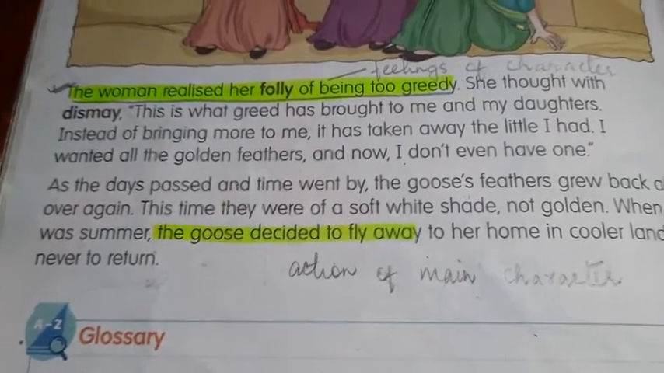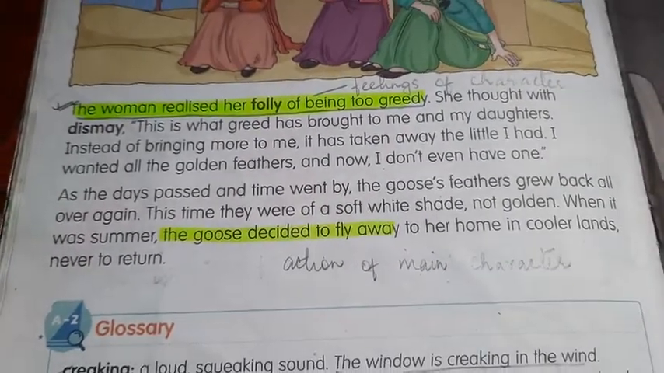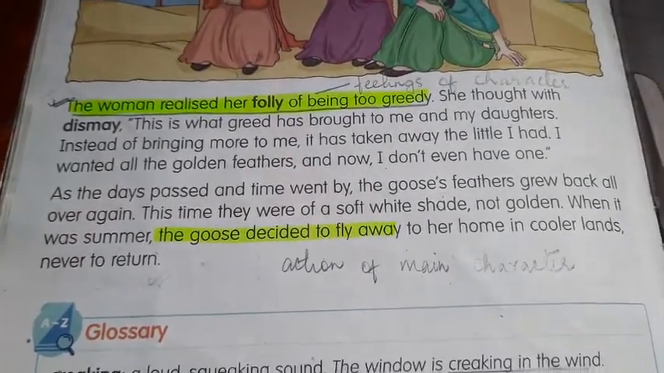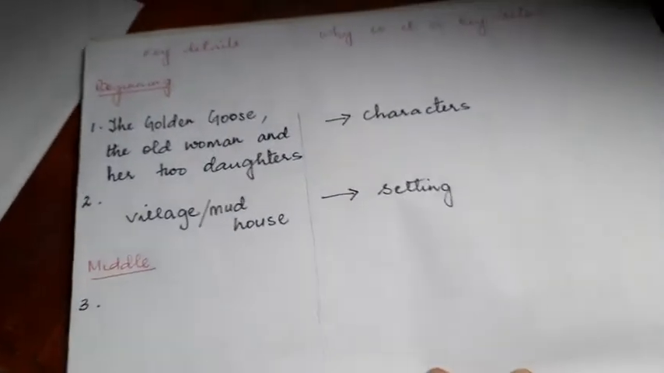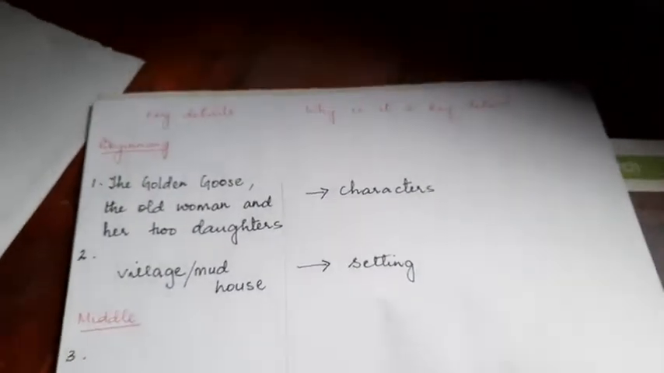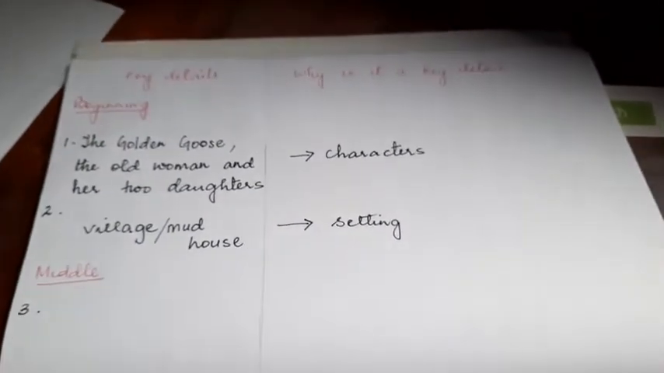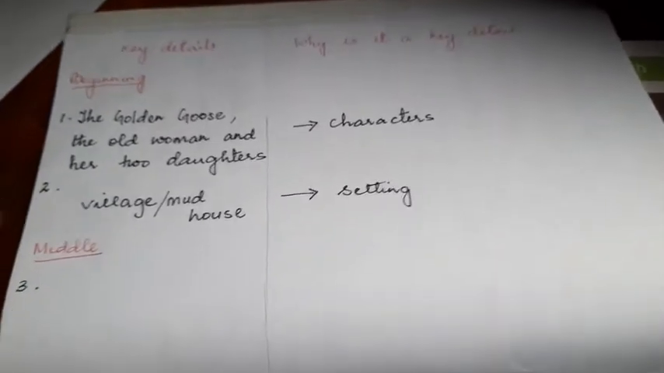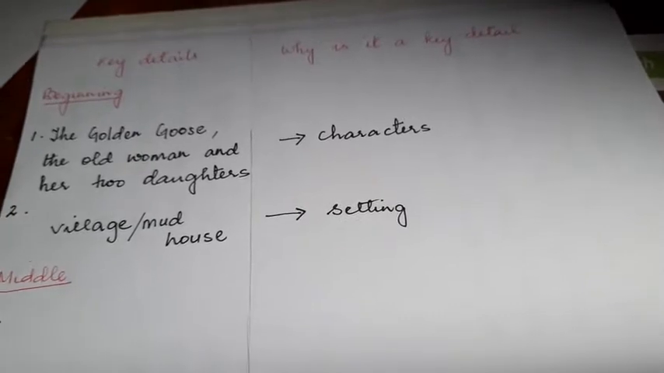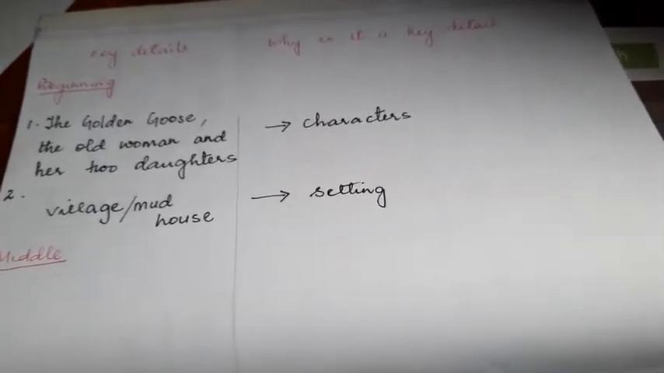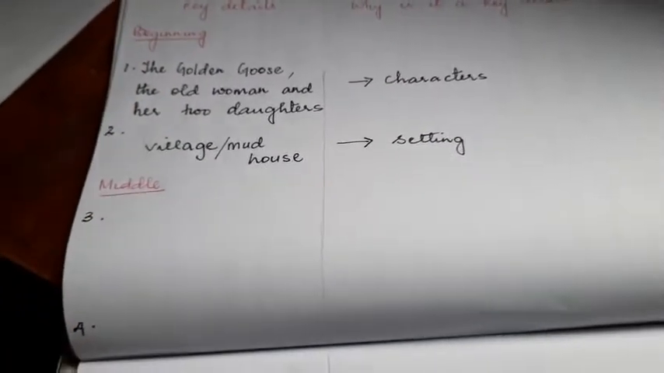So today, for your homework, I would like you to do S2. I'll give you an example of how to do S2. This is just an example of how to do S2. You would find that you have a column written key details and you have a column written why is it a key detail. Now you will have 3 points: beginning, middle, and end.